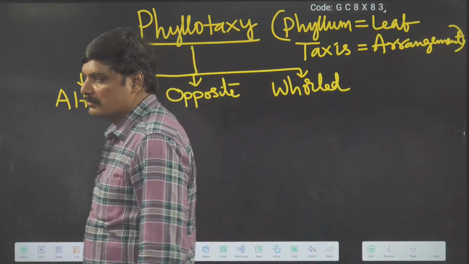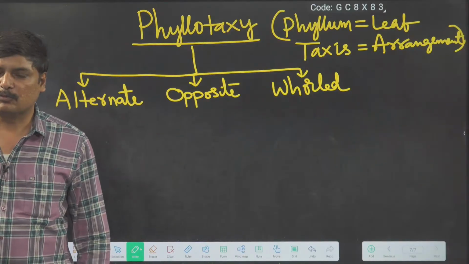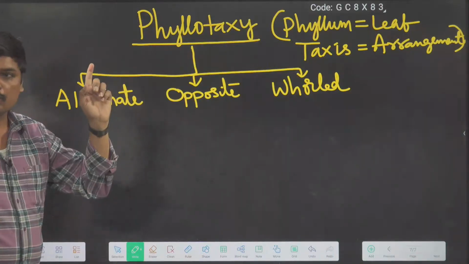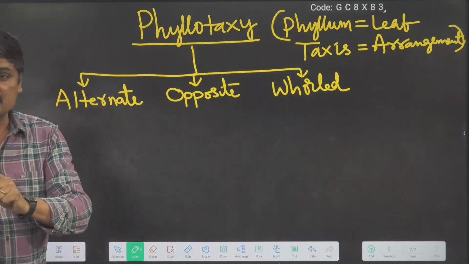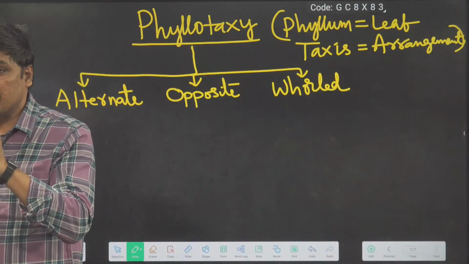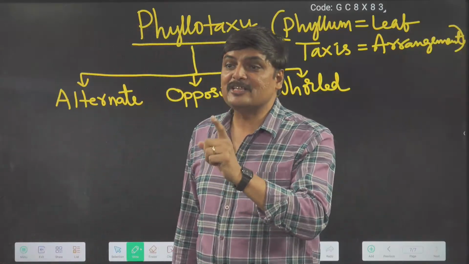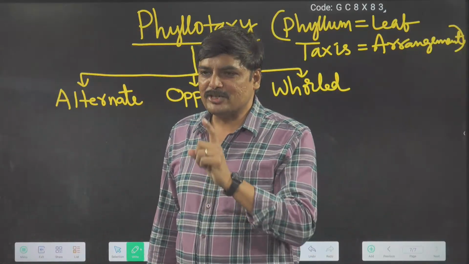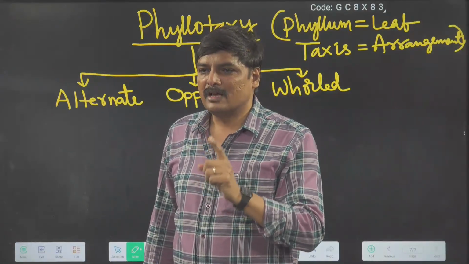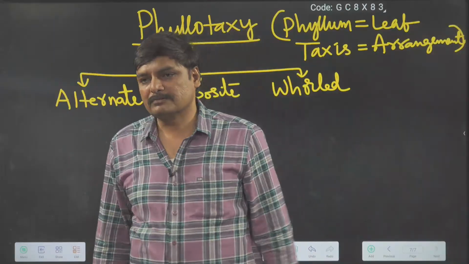So how many types of phyllotaxy are present? 3 types. What are they? They are alternate, opposite, whorled. What is the basis of classification of these phyllotaxies? Number of leaves at each node. Based on the number of leaves at each node, the phyllotaxy is divided into 3 types, namely alternate phyllotaxy, opposite phyllotaxy, whorled phyllotaxy. Okay.